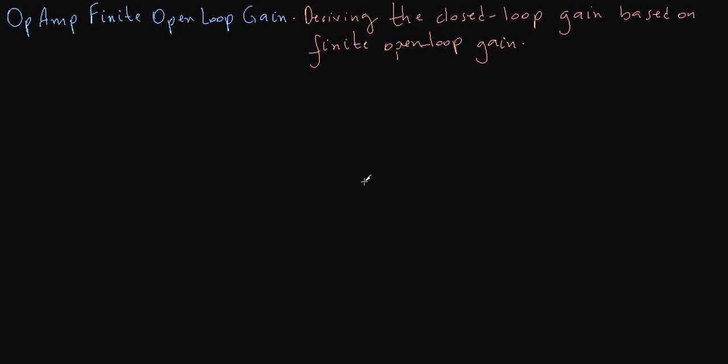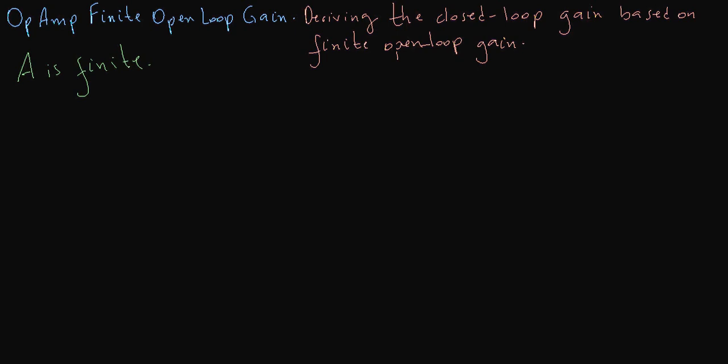Okay, so in this video we are going to derive an expression for the closed loop gain of an op-amp based on the assumption that the open loop gain A is finite. So A is finite. And what is A? A is the open loop gain of an operational amplifier.